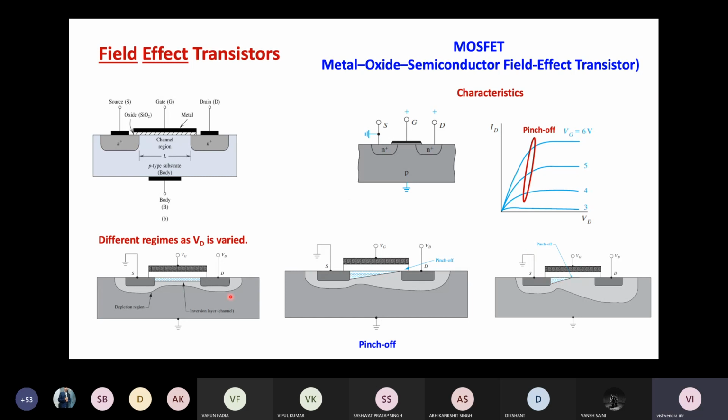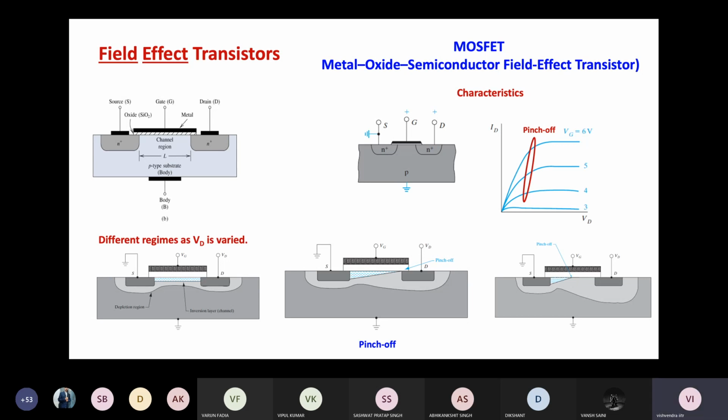And this thin layer of electrons is there because of the electric field of the gate terminal. That's why this is the field effect transistor, and the gate terminal is known as the control terminal. So gate is controlling the current between the two other terminals, between the source and the drain. And this is how the characteristics are achieved.